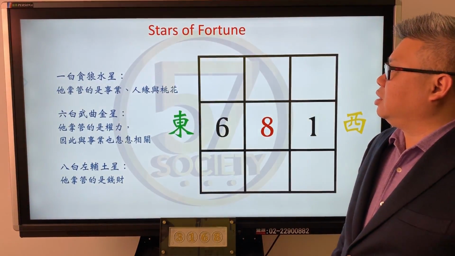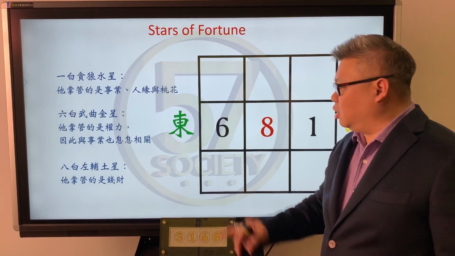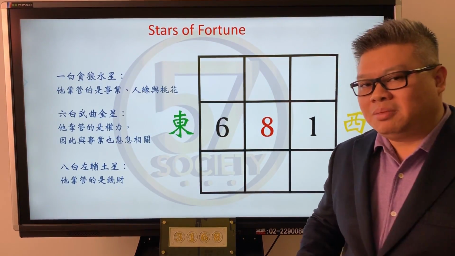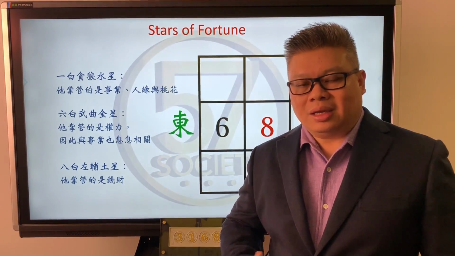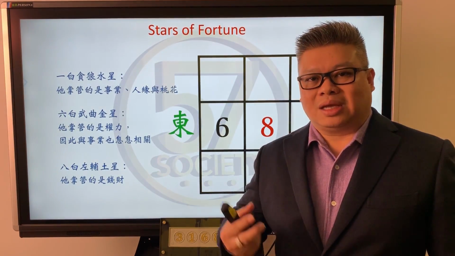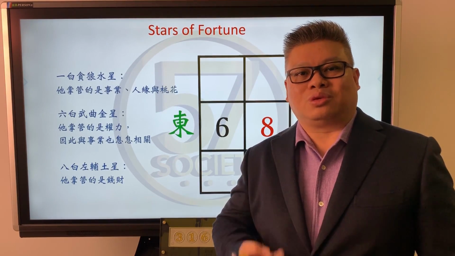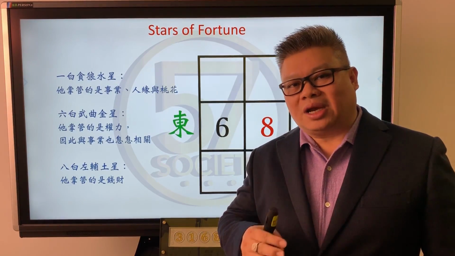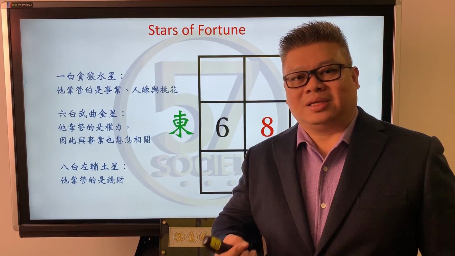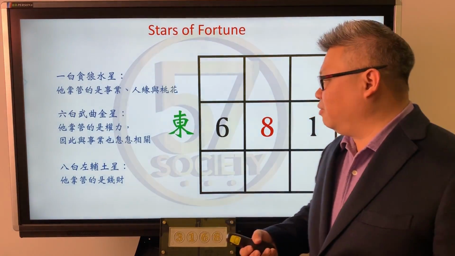Okay, so in what we call the stars of fortune, the stars of fortune are basically made up of 3 stars: number 1, number 6, number 8. These are what we call the wealth stars, or the fortune stars, or whatever you like to call it. But in Chinese we call them 财星. 财星 means fortune star, very fortunate.